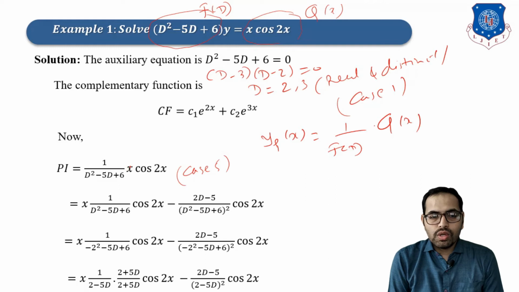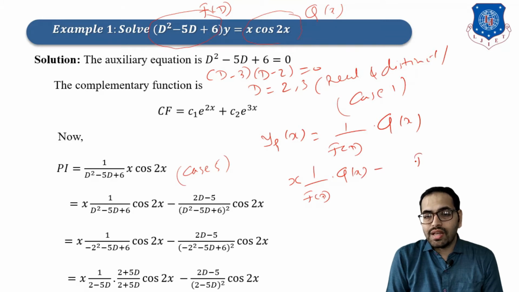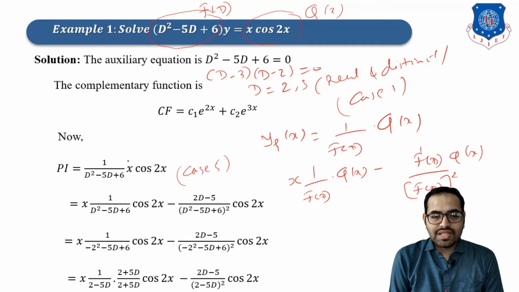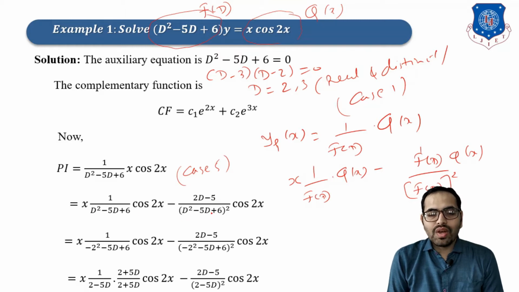For that, this x comes outside, and we have the formula: x comes outside 1 upon f of D into Q of x, minus f dash of D upon f of D whole square into Q of x. According to that formula, x times 1 upon f of D into cos 2x, minus the derivative of f of D, that is 2D minus 5, divided by D square minus 5D plus 6 whole square into cos 2x. Now, whenever we simplify that term, we use case 2 of the shortcut.